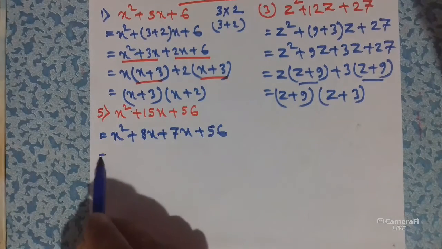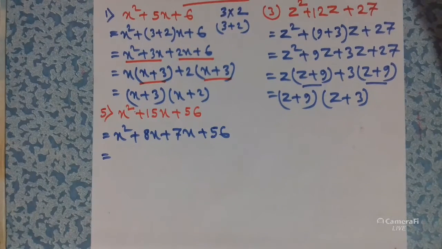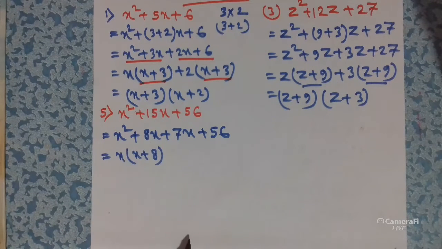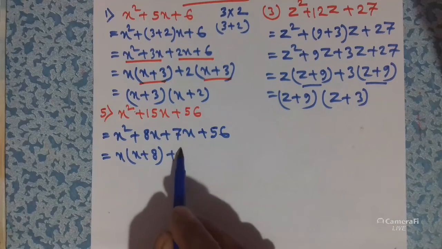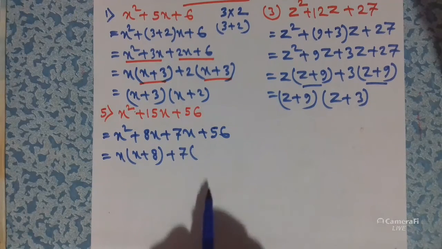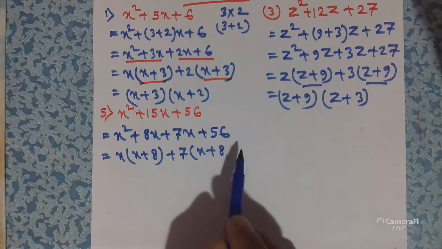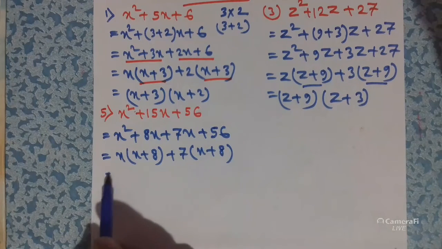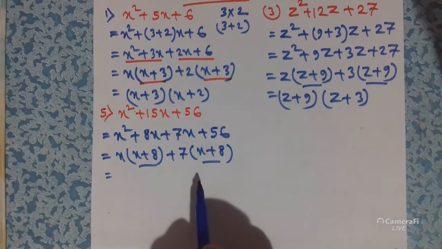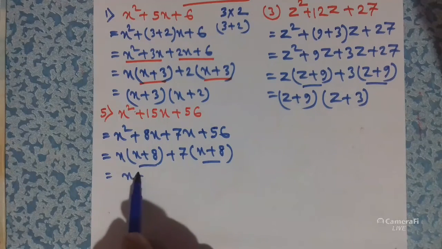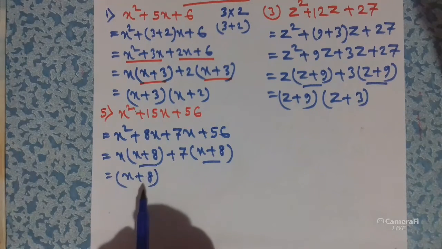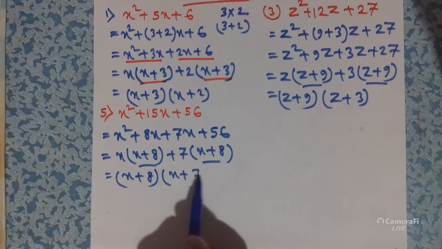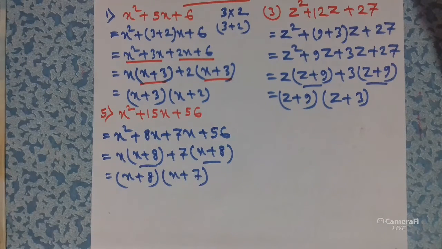Now from the first two terms we can take x as common, so x plus 8 will be left, and from the last two terms we can take 7 as common, so here x, and here 56 divided by 7 is 8. So again x plus 8 can be taken as common. After taking x plus 8 as common, x plus 7 will be left.